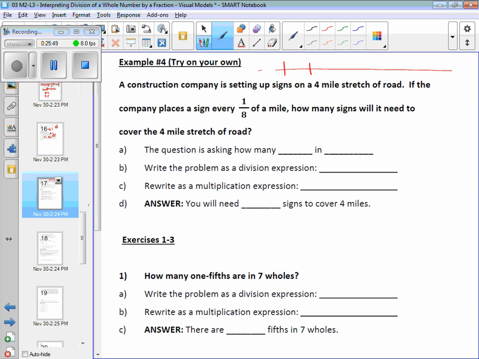Ms. Gargiulo. Great. As a division expression now. Go ahead, Nick. We're good. Now we rewrite it as a multiplication. Take it. Answer.